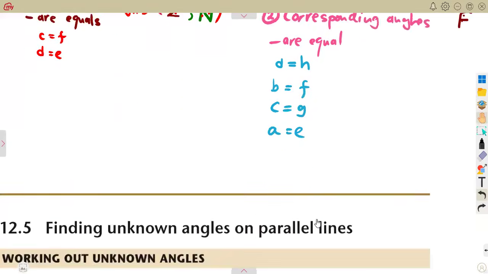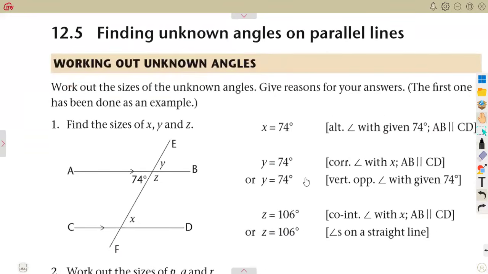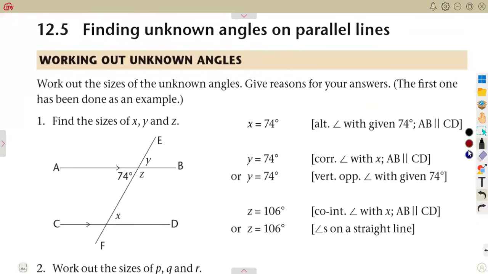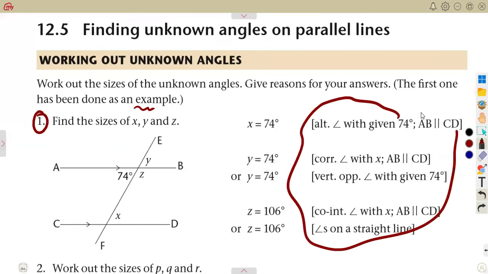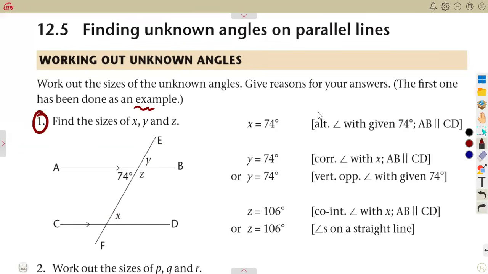All right, so let us consider our questions here. We are going to answer these questions as we are given an example here. Find out the sizes of the unknown angles. Give reasons for your answers. The first one has been done as an example. This is how they want you to attempt whatever part that you're going to have. You must have a reason. So we can have these reasons in short, like alternate angles, corresponding, vertically opposite, co-interior angles. We can write these in short, like what we can see on this presentation.